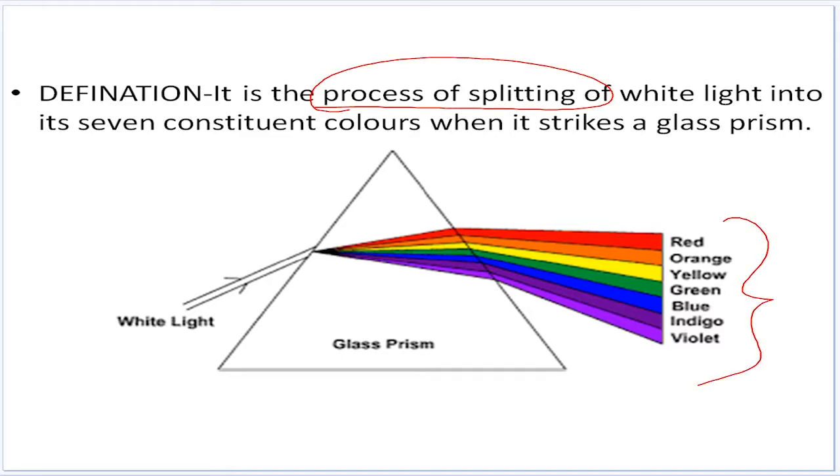We can see here the breaking up of white light into its 7 constituent colors. And what are the colors? These are the colors of the rainbow. The first one is violet. In series we have violet, indigo, blue, green, yellow, orange and red. Remember, dispersion is the phenomenon of splitting up of a polychromatic source of light, which is basically here white light, into its 7 constituent colors when it strikes a glass prism. Okay, coming to the next slide.